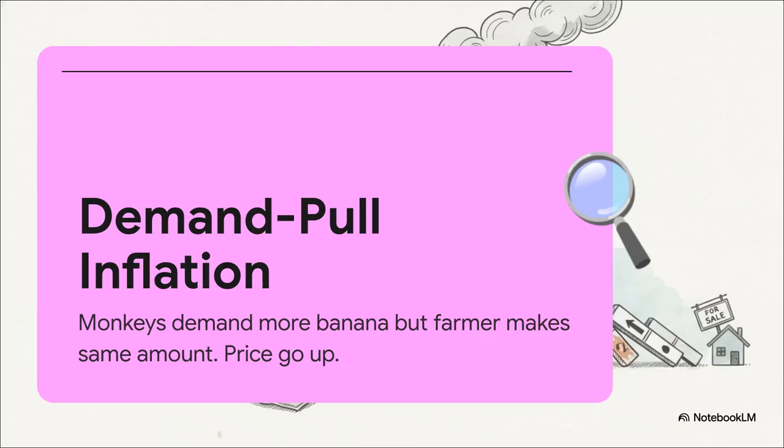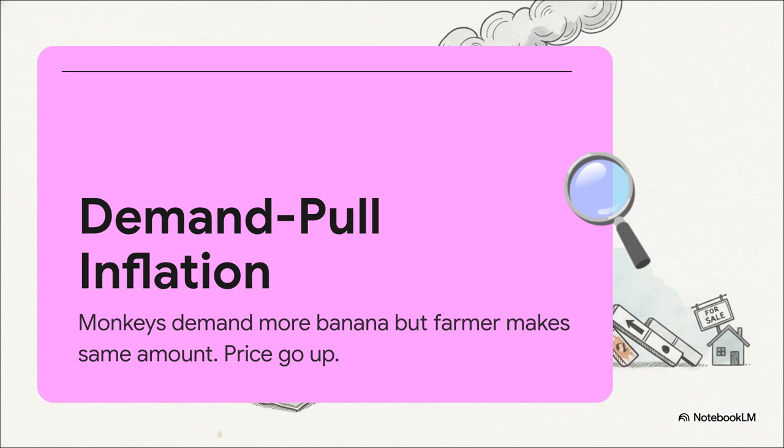So, how do prices actually start to climb? Let's kick things off with what's called demand pull inflation. Imagine the monkeys are exceptionally hungry, like ravenous, and they demand way more bananas than usual. But the farmer is producing the exact same amount. Because these hungry monkeys are simply outpacing the farmer's supply, the banana effectively becomes rarer on the market. That intense demand literally pulls the price higher.